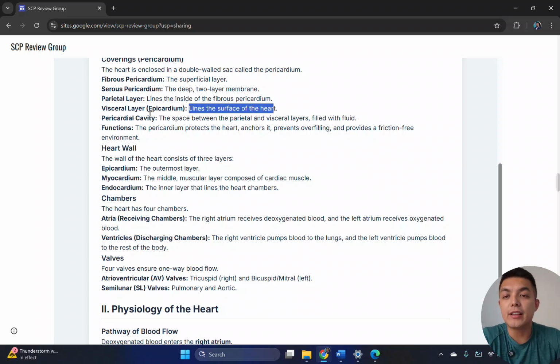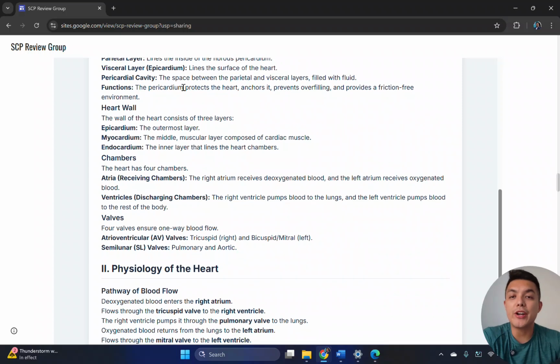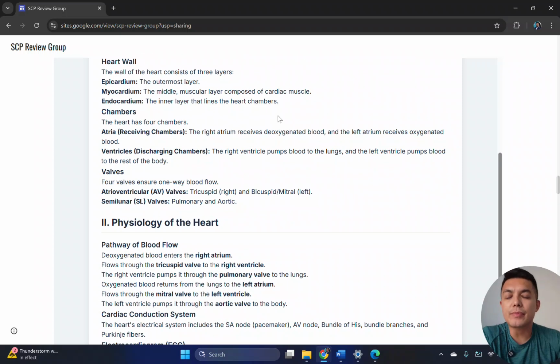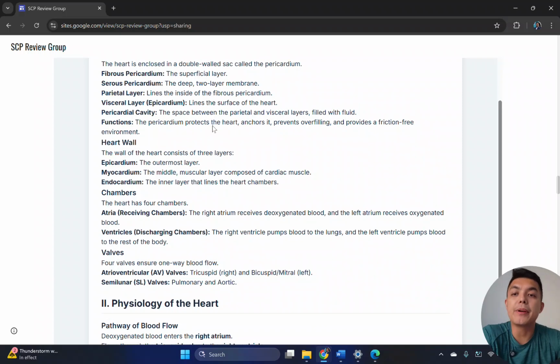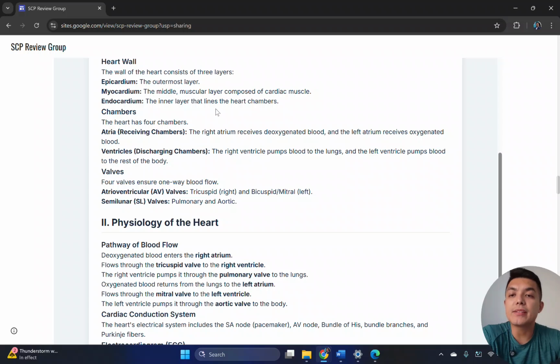Next is the pericardial cavity. Now this is the space between the parietal and visceral layers, filled with fluid. And of course, it's the pericardial fluid. So the functions: the pericardium protects the heart, anchors it, and prevents overfilling. And of course, it provides a friction-free environment because of the fluid. So if you've heard of the term friction rub, there's a problem with the pericardial cavity.